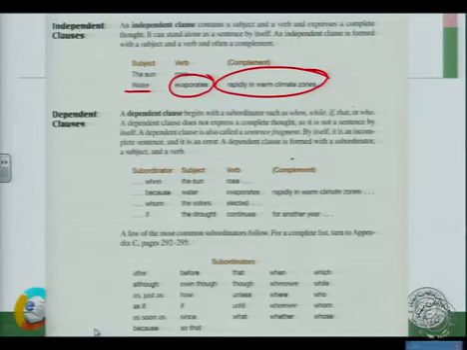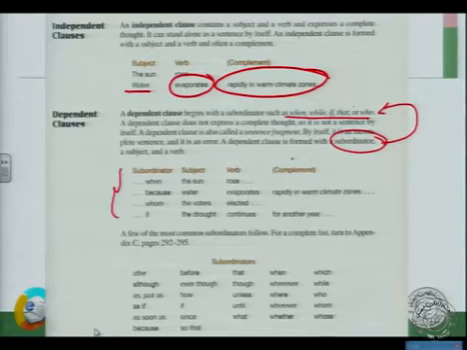A dependent clause is formed with a subordinator, subject, and a verb. But there must be a subordinator, which is one of these. These we call subordinators. Subordinators are used to connect the dependent clause with the independent clause, and not the other way around.